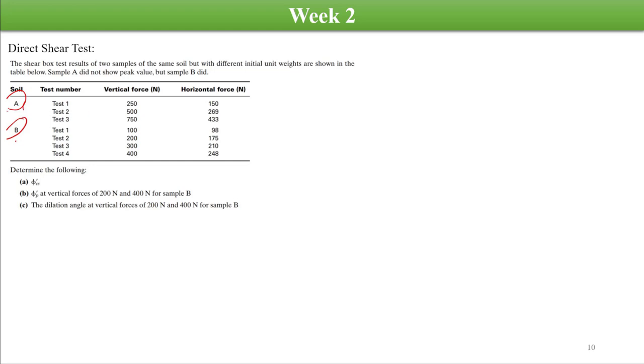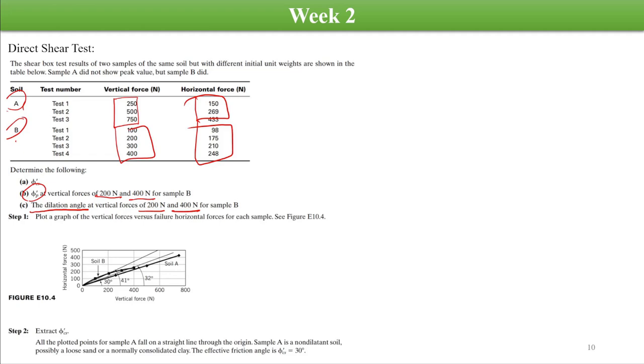So for sample A and sample B, the test results are shown here. The vertical force is this one, the horizontal force is this one. For sample B, the vertical force is this one, then the horizontal force is this one. So what we need to determine is the critical state friction angle and the peak friction angle at vertical forces of 200 Newton and 400 Newton for sample B, because sample A does not reach the peak shear strength, right? And then we'll calculate something called the dilation angle, for the same stresses, 200 Newton and 400 Newton for sample B.